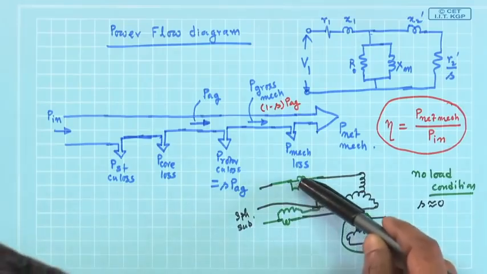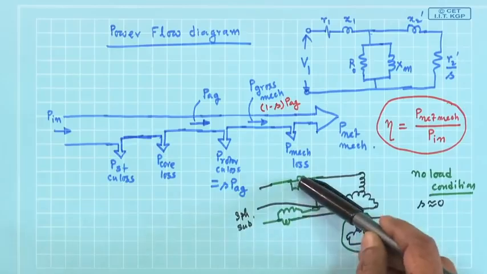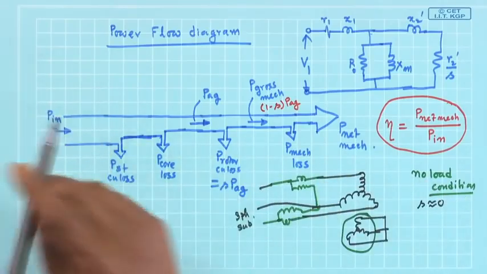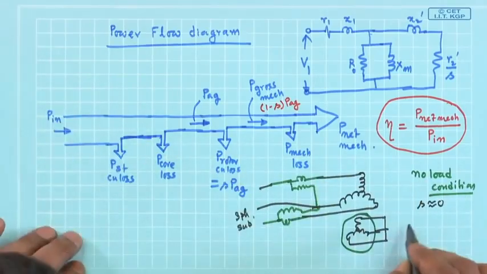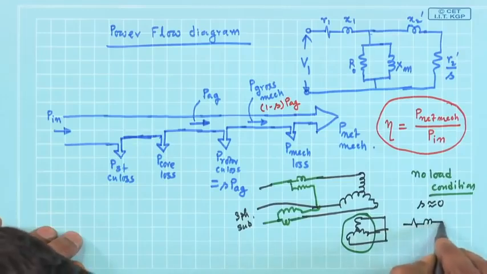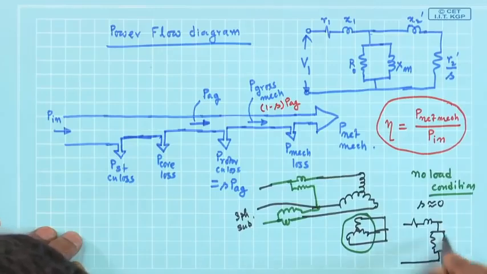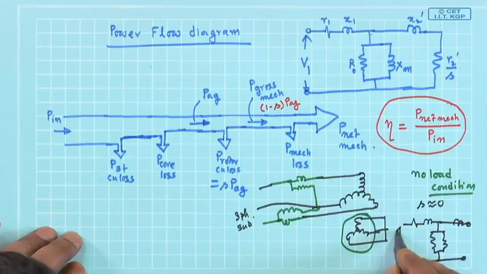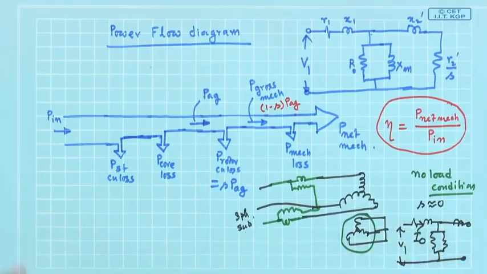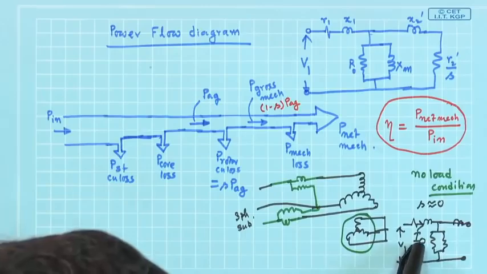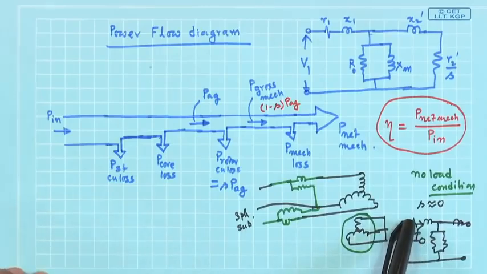Strictly speaking, the sum of these 2 wattmeter readings, even under that condition, that is at S equal to 0, means the circuit is like this. You can assume this to be open circuited. So V1 is applied, and this is the no load current I naught, the total current drawn. Therefore, the sum of these 2 wattmeter readings must be equal to I naught square into R1, is it not?